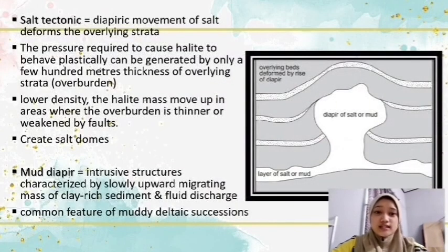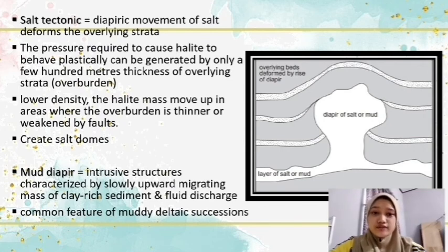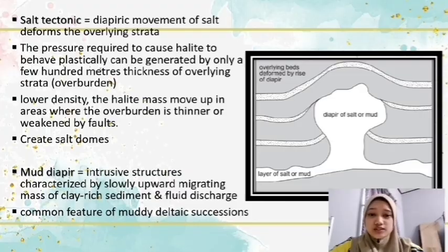As we go to salt tectonics, the diapiric movement of salt deforms the overlying structure. The pressure required to cause halite to behave plastically can be generated by only a few hundred meters thickness of overlying structure, which is its overburden. Because of its lower density, the halite may move up in areas where the overburden is thinner or weakened by faults, and it creates a salt dome. Last are the mud diapirs. It's an intrusive structure characterized by a slowly upwards migrating mass of clay-rich sediment and fluid discharge, and it's a common feature in muddy delta successions.